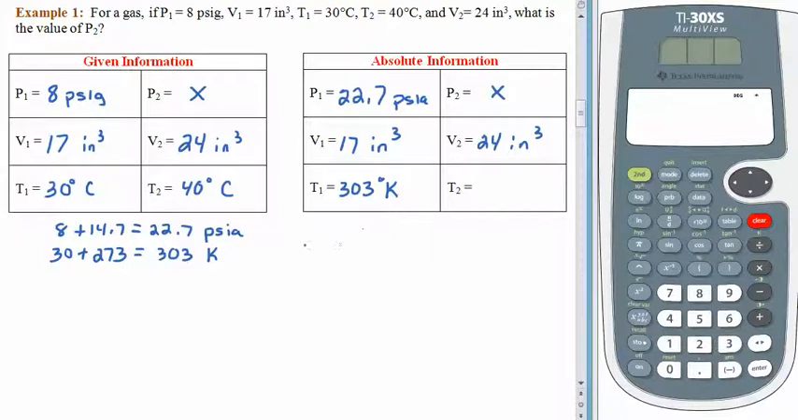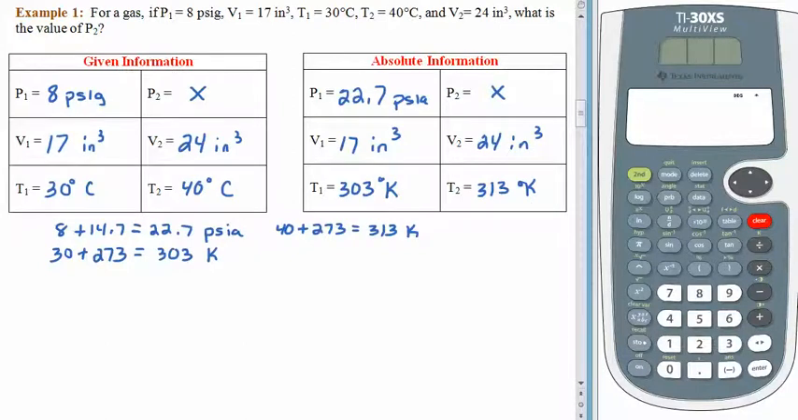All right. Anyway, let's do the other temperature. 40 degrees Celsius plus 273 is going to give us, well, 10 more kelvins, right? So that will be 313 Kelvin. There we are.